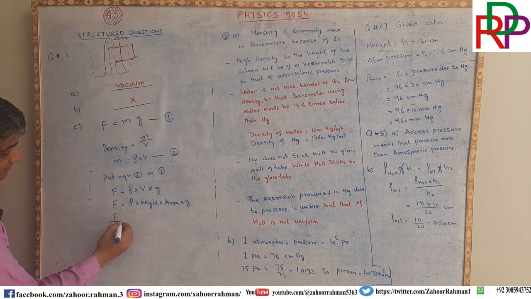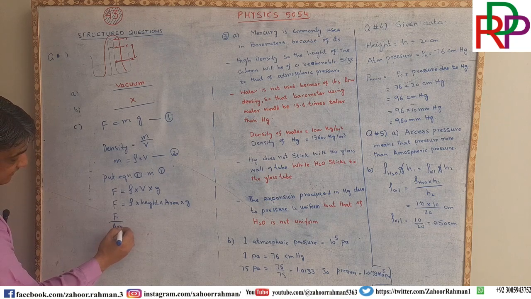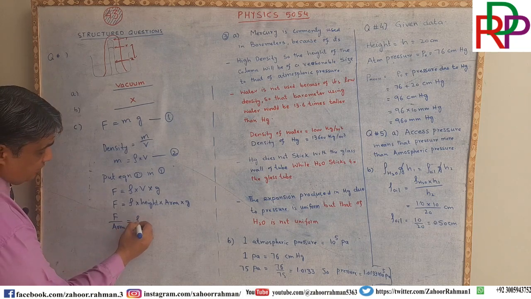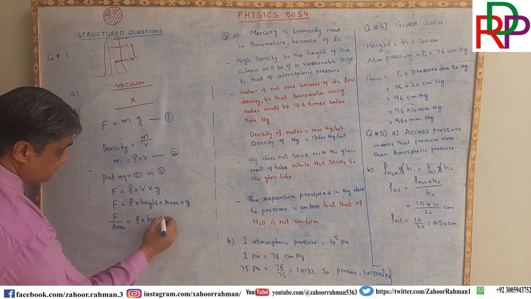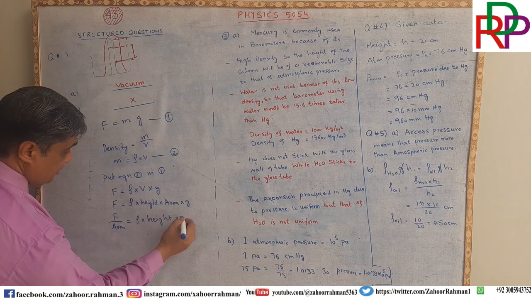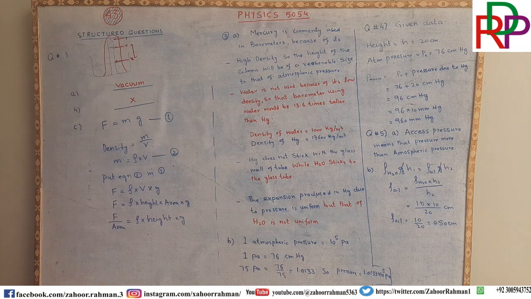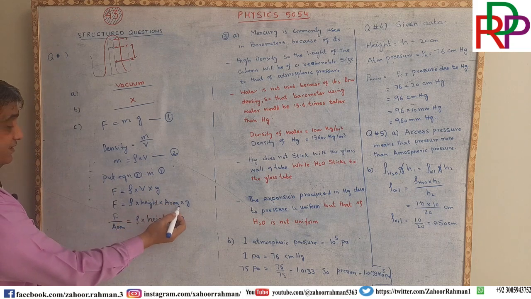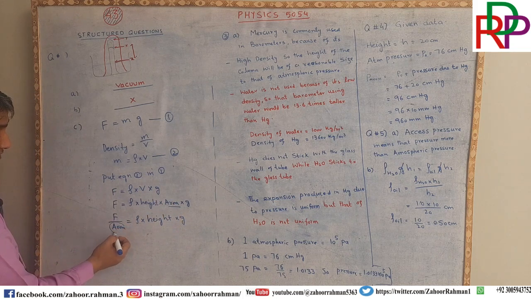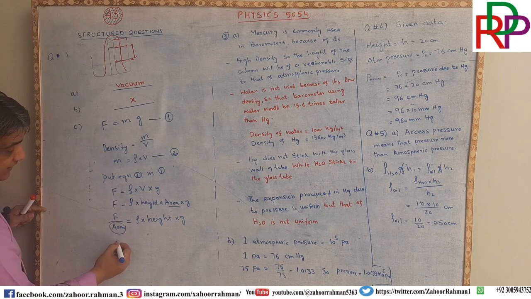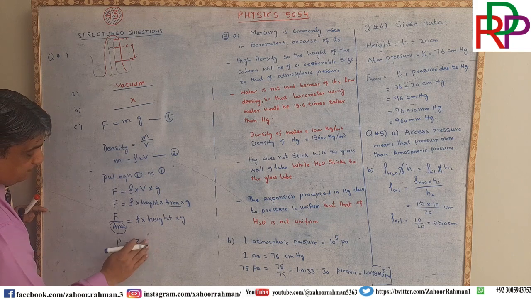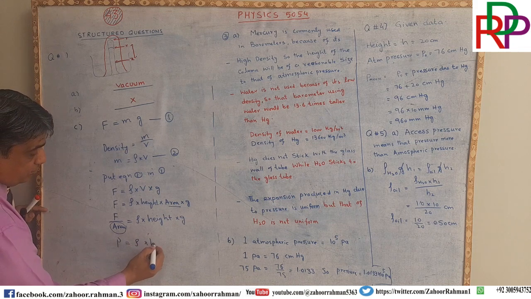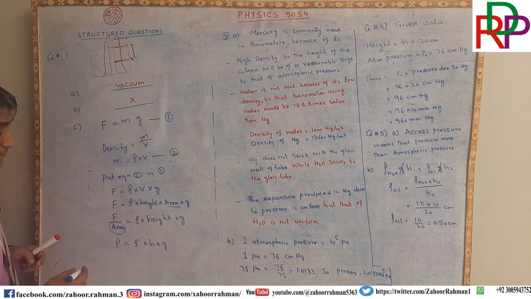We can write that F over area is equal to rho into height into G, because we brought this area on this side. So force per unit area is pressure, and pressure is equal to rho h G.